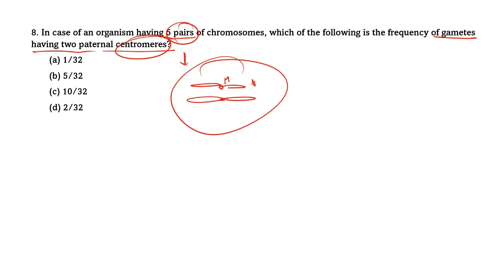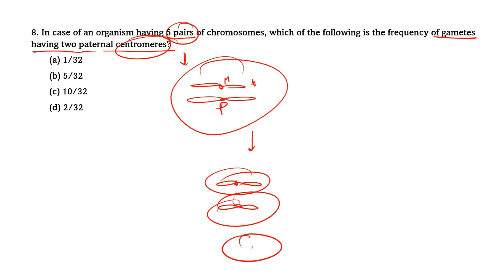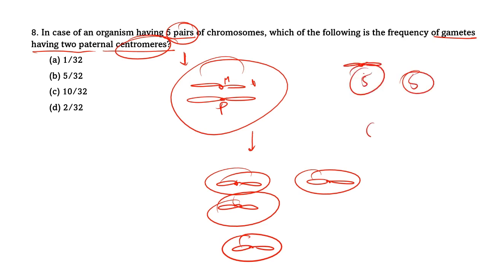So one will be obviously maternal and one will be paternal, right? Out of these 5 pairs of chromosomes, when the gametes are formed, we know that we will get 4 cells from a single meiosis event, and all the cells will be having, let us take it as 5, 5, 5, 5 and 5. So all the gametes will be having 5 chromosomes each, right? From the 2n it will be converted into n.